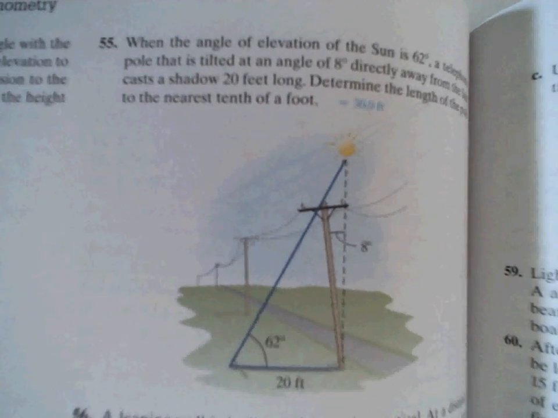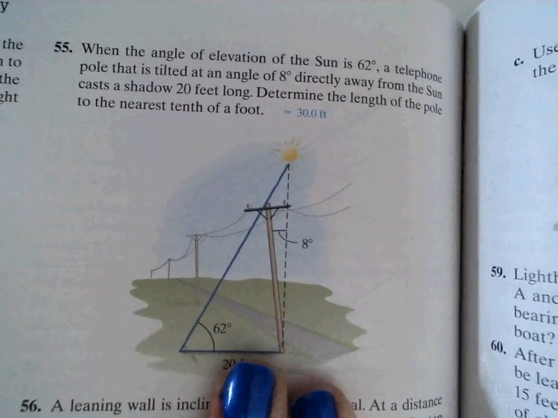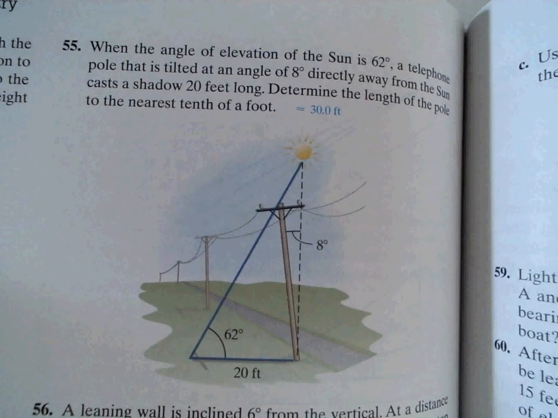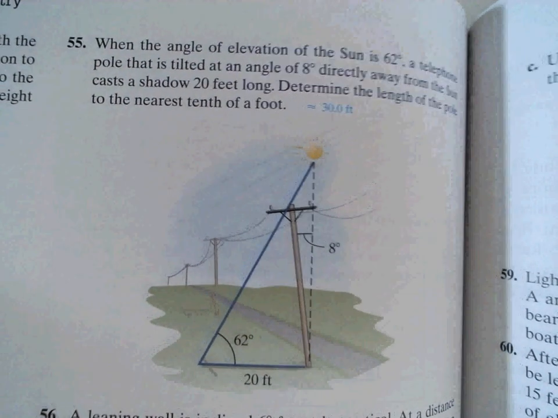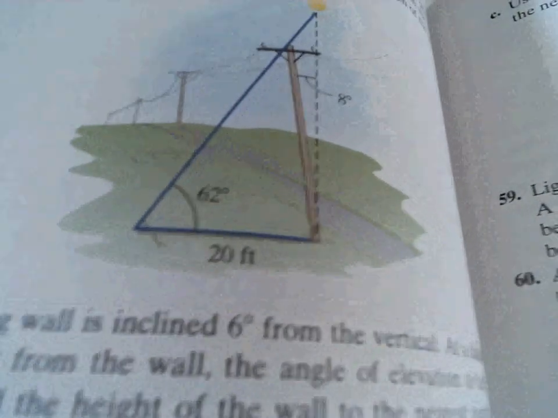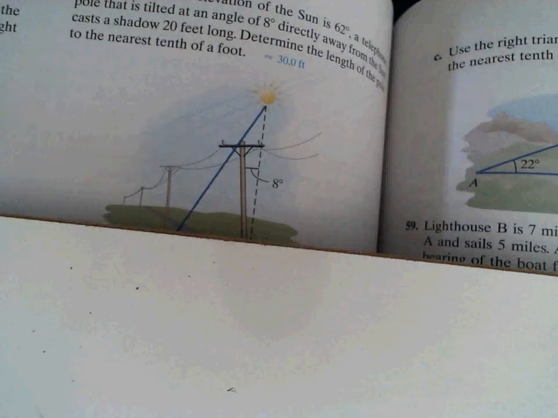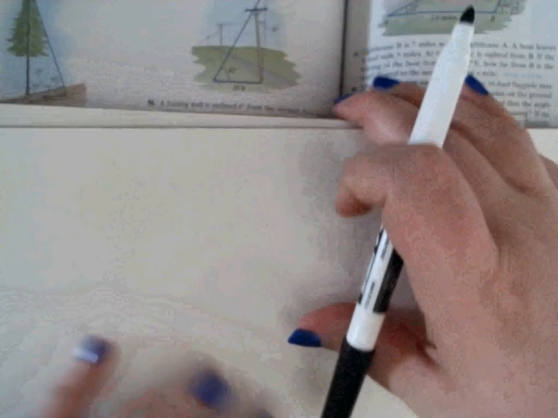Okay. So 55 says, when the angle of elevation of the sun is 62 degrees, a telephone pole that is tilted at an angle of 8 degrees directly away from the sun casts a shadow 20 feet long. Determine the length of the pole to the nearest tenth of a foot. It does have the answer there, which is kind of nice, but I'm going to go ahead and work it.